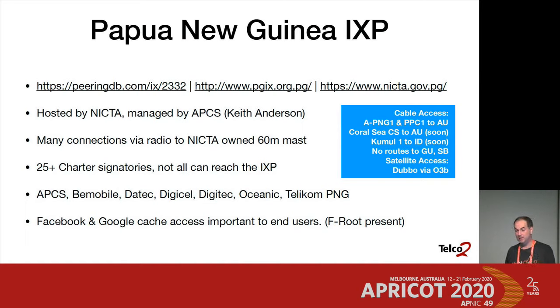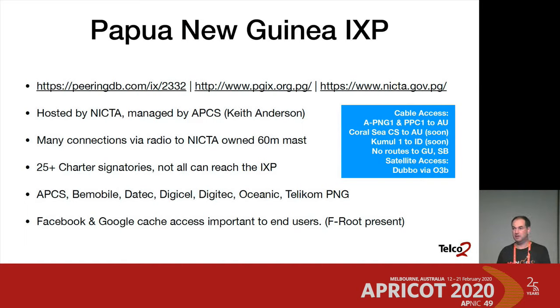These things are changing. A lot of the ISPs that are connected are actually using radio links to that tower, but that's fine because until these submarine cables are turned off, most people are peering and doing 100 megs of traffic or 200 megs of traffic. We're not talking lots of gigs of traffic yet. We've got APCS, which is Keith Anderson's ISP, B-Mobile, Daytech, Digicel, Digitech, which is a VAR, Oceanic, which is a satellite provider, and Telecom PNG, who are the incumbent. Between Digicel and Telecom PNG, that's probably like 80 or 85% of all traffic for Papua New Guinea.